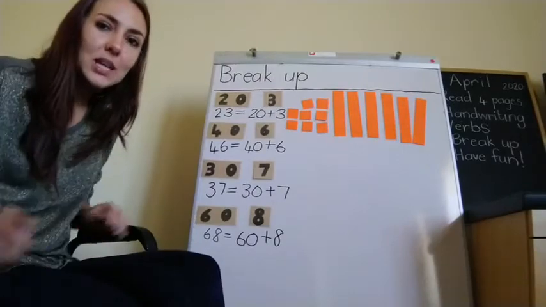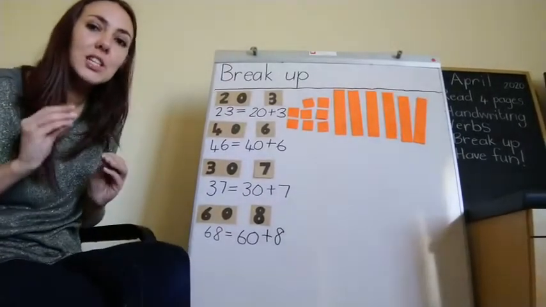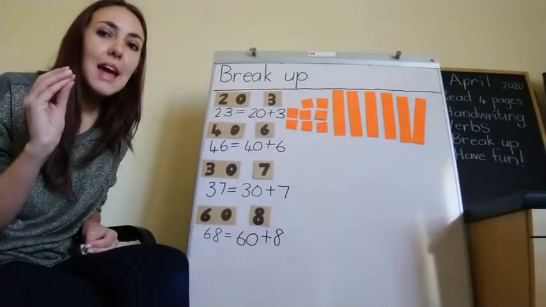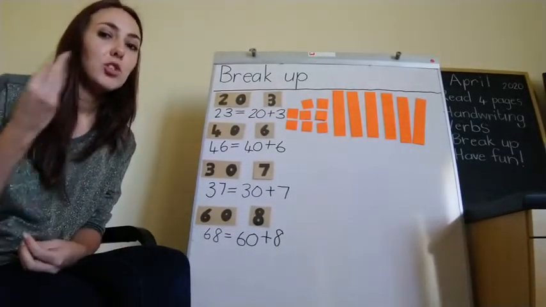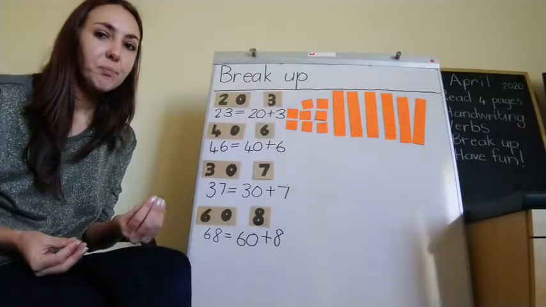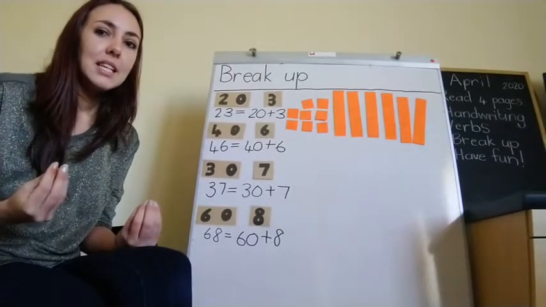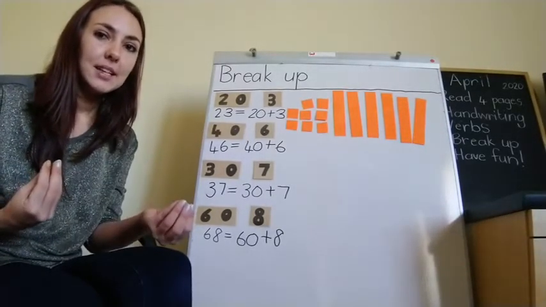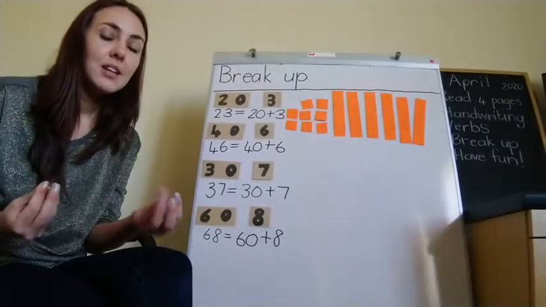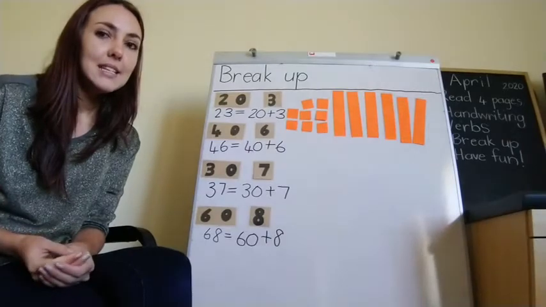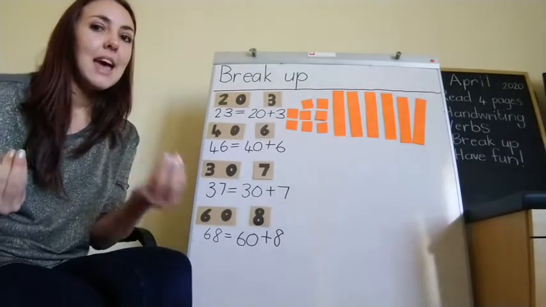And that's the easiest way to do it if you don't have any concrete objects. You say the word and then it should break the number up for you. So 23 is made up of a 20 and a 3. 46 is made up of a 40 and a 6. 37 is made up of a 30 and a 7. And the last one, 68, is made up of a 60 and an 8.